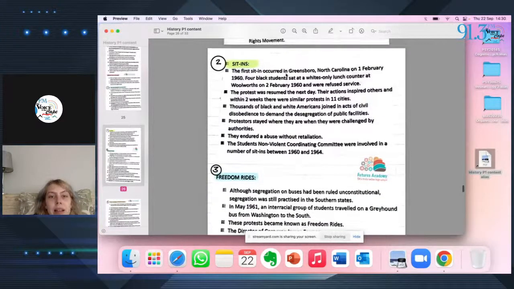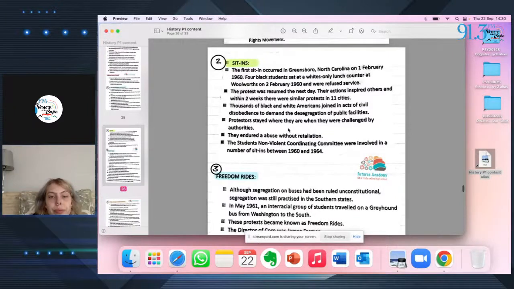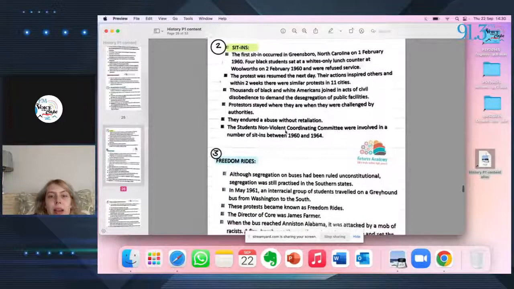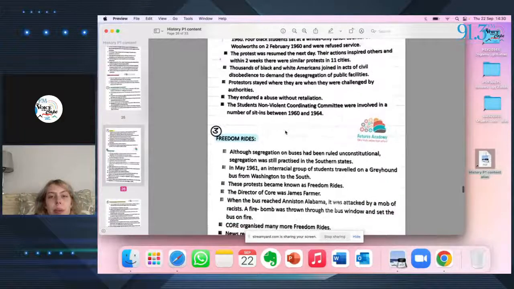Then secondly, sit-ins. So the first sit-in occurred in Greensboro, North Carolina on 1 February 1960. Four Black students sat at a whites-only lunch counter at Woolworths on 2 February 1960 and were refused service. The protest was resumed the next day. Their actions inspired others, and within 2 weeks there were similar protests in 11 cities.